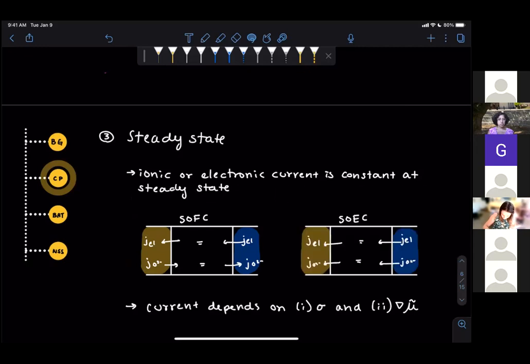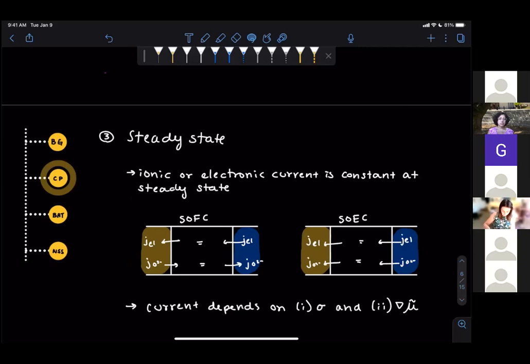And then in the electrolyzer cell, they're going to be going in the same direction, whether that's left to right or right to left, doesn't matter. They're just going in the same direction, and they are going to be constant. So whatever is going in is coming out.